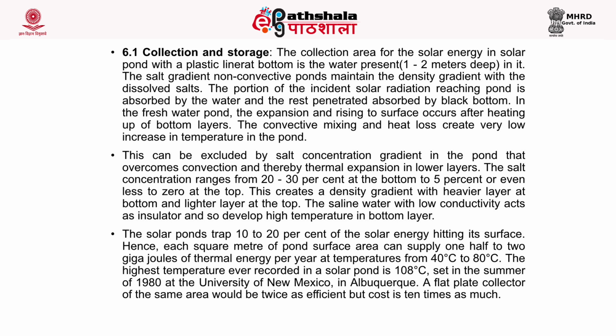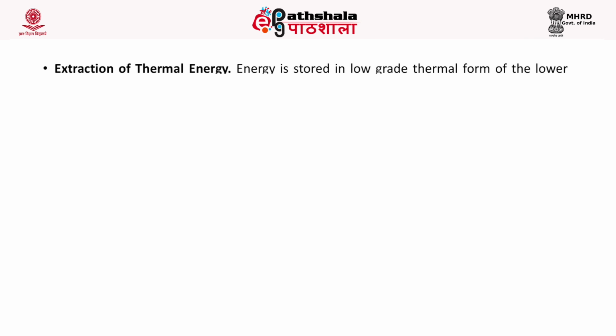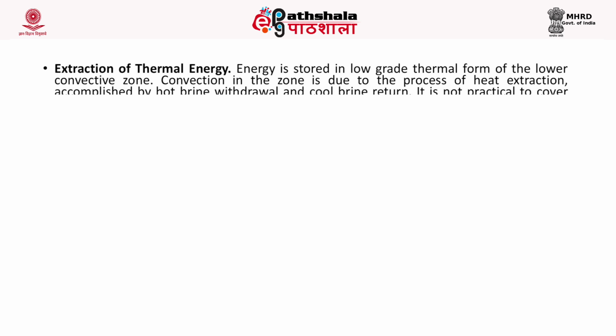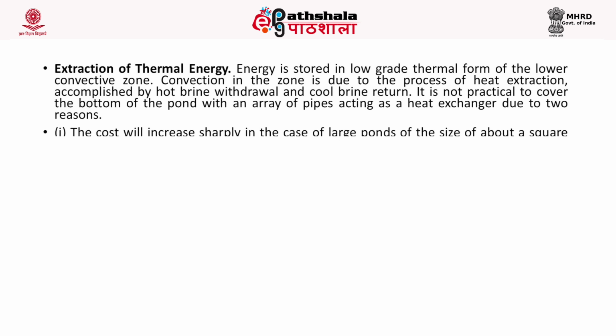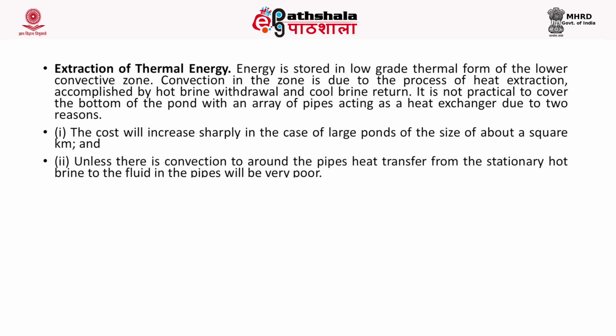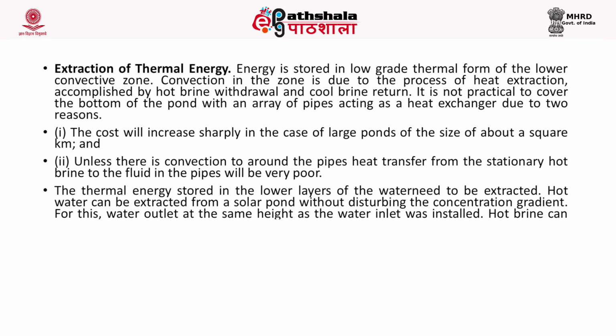A flat plate collector of the same area would be twice as efficient, but the cost is 10 times higher. So the first one, we have seen the collection and storage. Now the second part is the extraction of thermal energy. The energy is stored in the low-grade thermal form of the lower convective zone. We have seen the three zones: the upper convective zone, the non-convective zone and the lower convective zone.